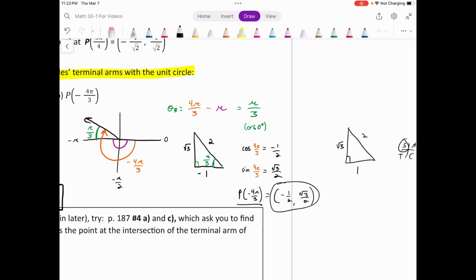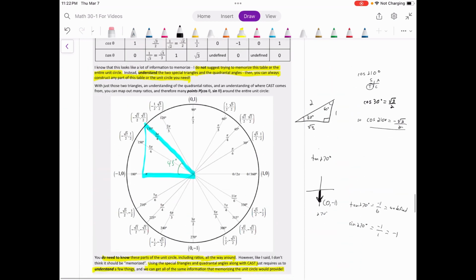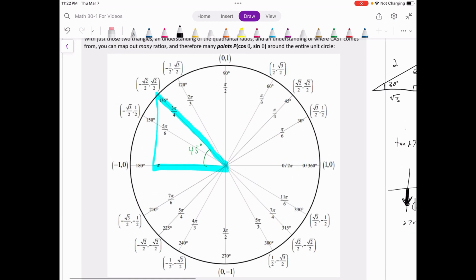Okay? And again, we could go check all of these on the full unit circle. Negative 4 pi over 3 would be the same as positive 2 pi over 3, right? And look at that. Those are the exact coordinates we just found.